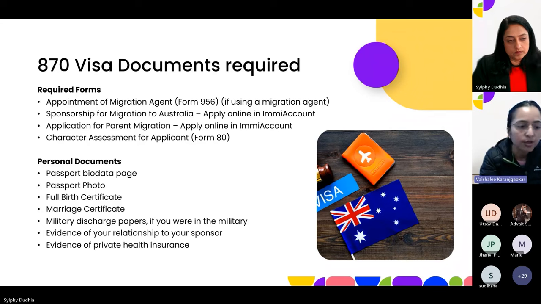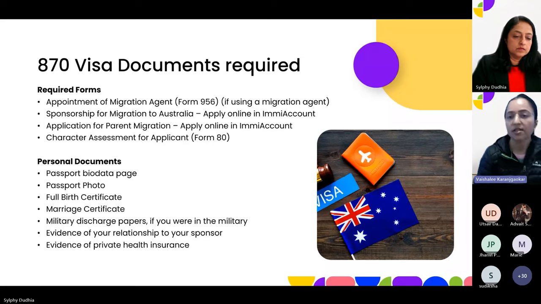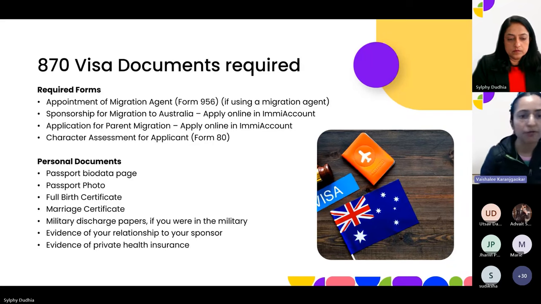Personal documents would include passport, birth certificates, marriage certificates. If either the sponsor or the visa applicant have served in the military, they will need to provide military discharge papers. Evidence of your relationship includes birth certificates or maybe family books. Some countries have ration books, which include names of all family members. So any evidence which lists all the family members' names and establishes your relationship with parents would be welcome.